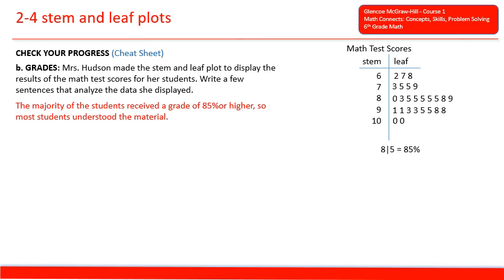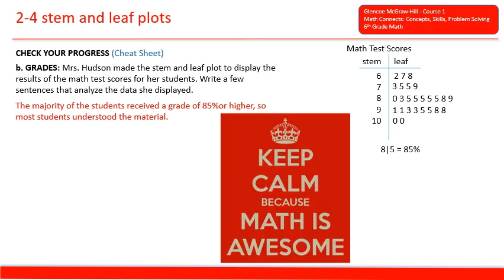So let's see what this says. The majority of the students received a grade of 85% or higher. So most students understood the material. And you can do that by, if you look to stem 8 and look at the leaf, there are a lot of 5s there. 1, 2, 3, 4, 5. So if we continue counting 85 and above, 6, 7, 8, 9, 10, 11, 12, 13, 14, 15, 16, 17 students got an 85 or above, while 10 got below an 85. And keep calm because math is awesome.